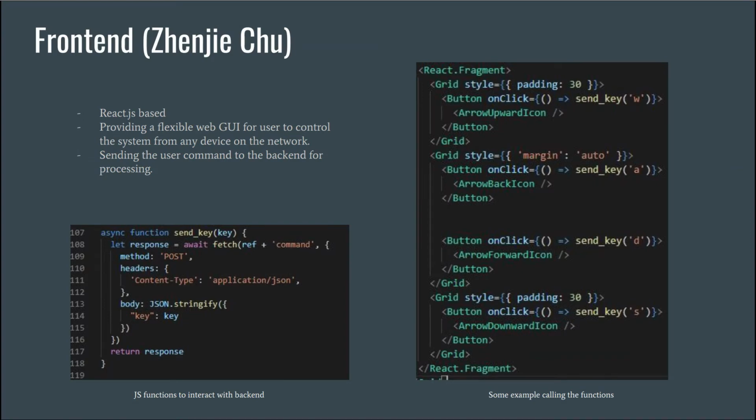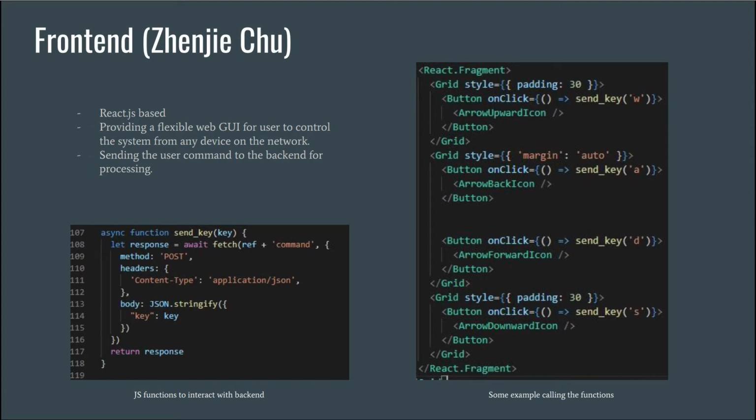So the front end of our project is a web GUI that can be opened up on any device that's on the same network as the rover and has a web browser. It provides flexibility in terms of not having to install any specific app on whatever platform the user is using. What it does is that it basically sends user commands to the backend, allowing for further processing. For example, on the right are the direction control buttons, where they call the specific function on the left that sends the corresponding command to the backend.